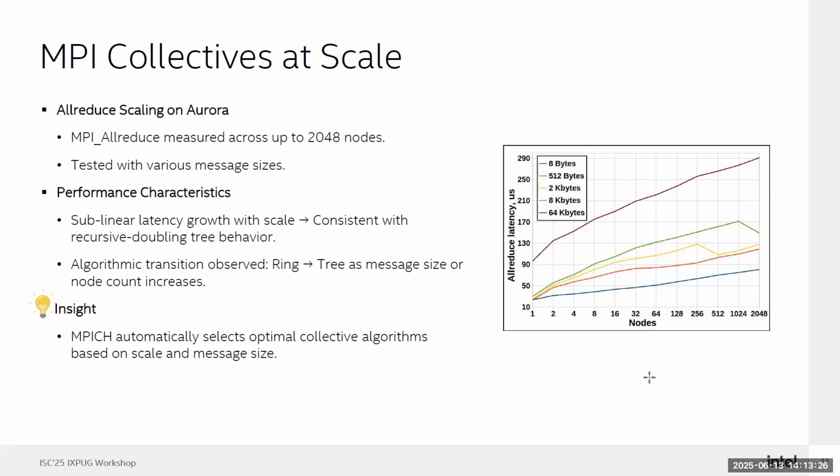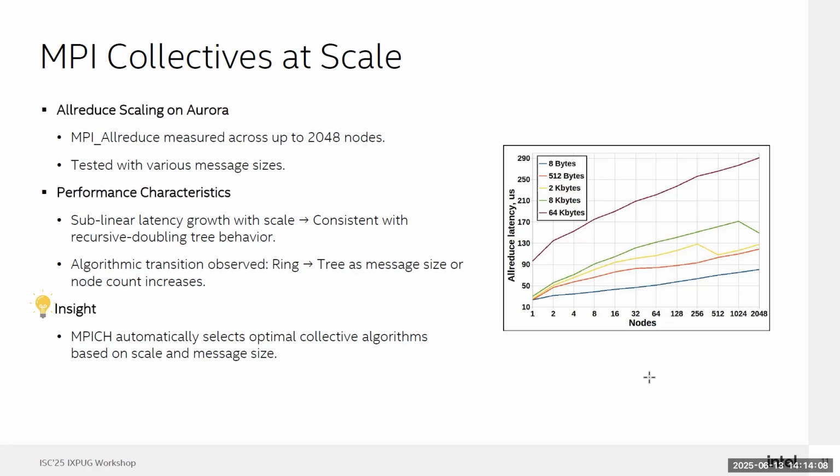The last performance metric we want to look at is the MPI collective. MPICH supports all the traditional collective communication, but here we are looking at MPI allreduce. And here we look at the performance for different message sizes as we increase the node count up to 2,000 nodes. Within MPICH, similar to many other MPI implementations, it automatically selects different algorithms for each of the collectives based on the number of nodes, number of MPI processes per node, and the message sizes. And we can see the impact in this figure here.